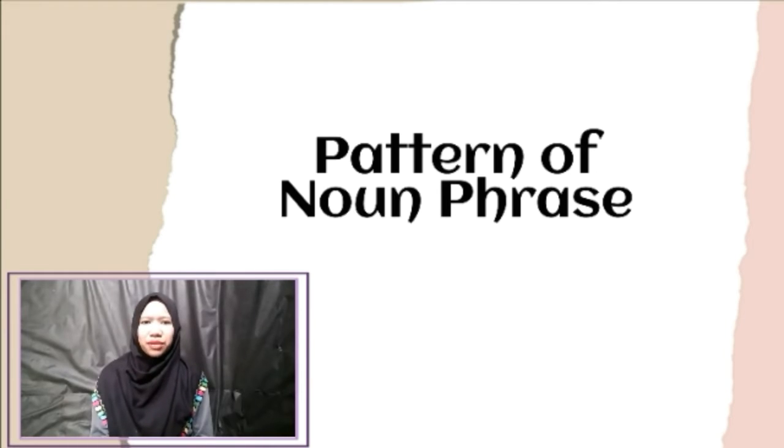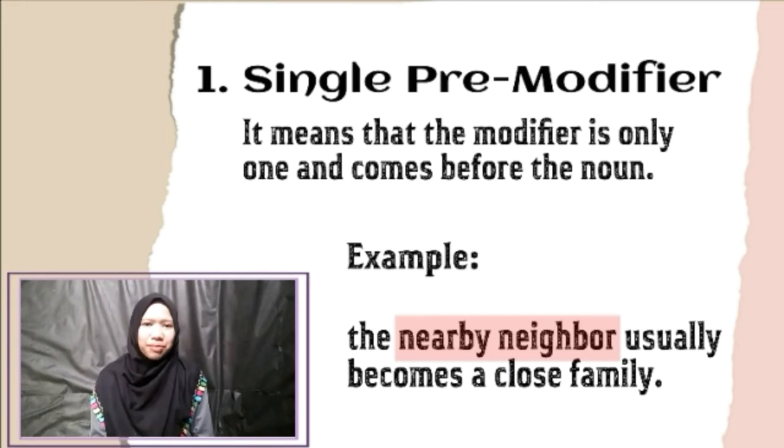The noun phrase can be formed by the following patterns. Number 1. Single pre-modifier. It means that the modifier is only one and comes before the noun. Example, the nearby neighbor usually becomes a close family. Nearby neighbor is the noun phrase, nearby as the modifier, and neighbor as the head. In this phrase, the pattern that uses adverb plus noun.